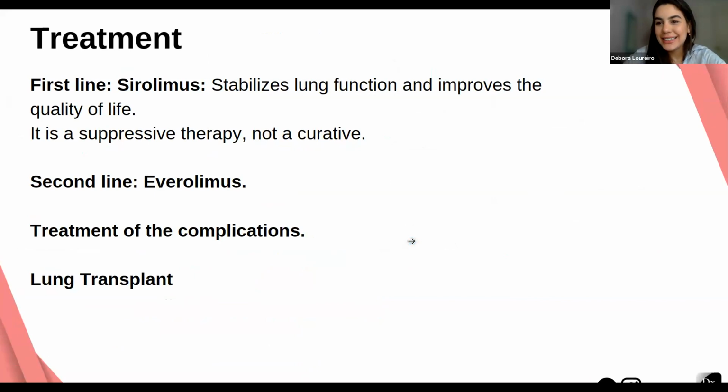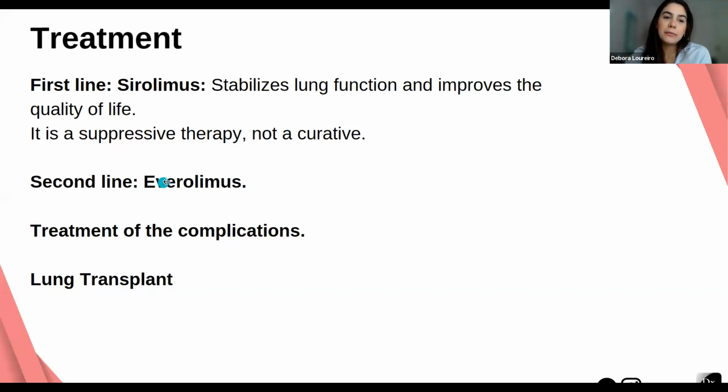And I added some additional information about the treatment. The first line is sirolimus, which stabilizes the lung function and improves quality of life. Something interesting is that it is a suppressive therapy, not curative. And this patient that we had couldn't receive it because she was pregnant. She had to go to a specific center to get treatment.